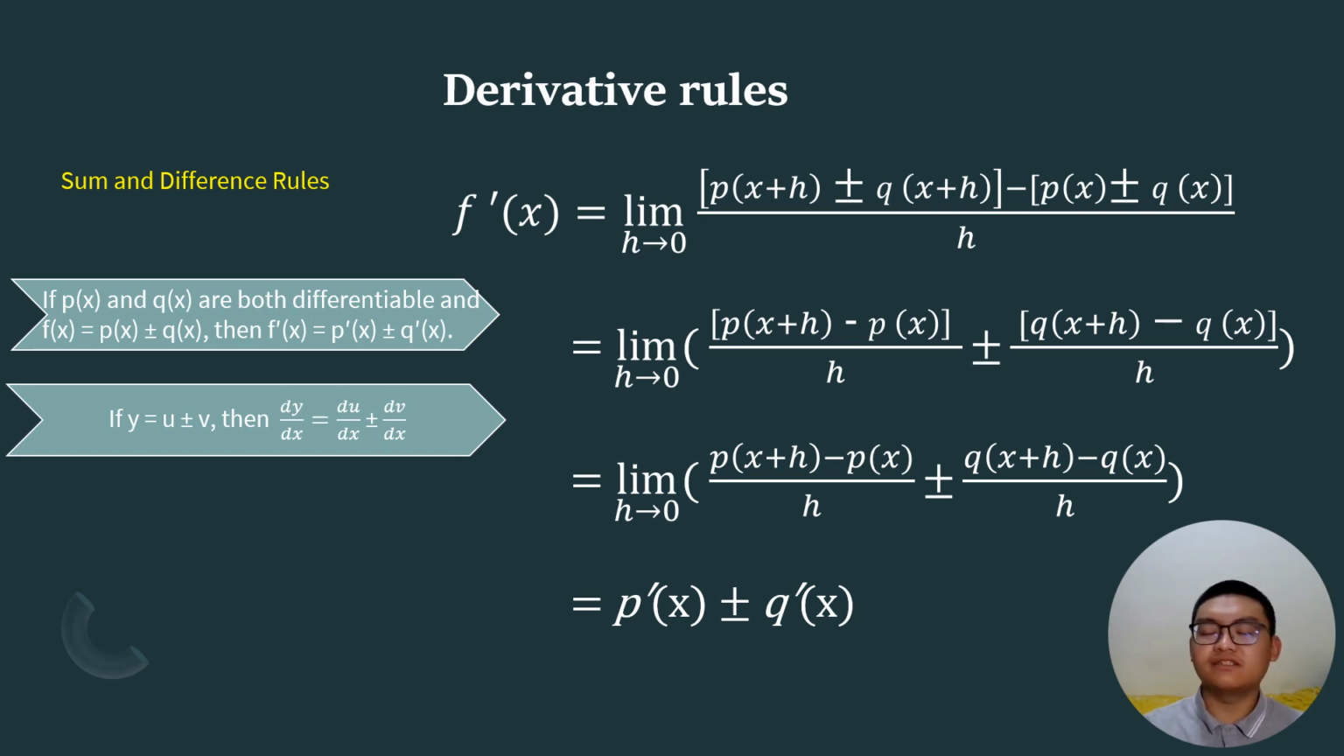So to put it simply, if y is equal to u plus or minus v, then the derivative of y with respect to x is the derivative of u with respect to x plus or minus the derivative of v with respect to x. So this shows that we can find the derivative of a sum or difference of functions by differentiating each function separately and then adding or subtracting their derivatives.